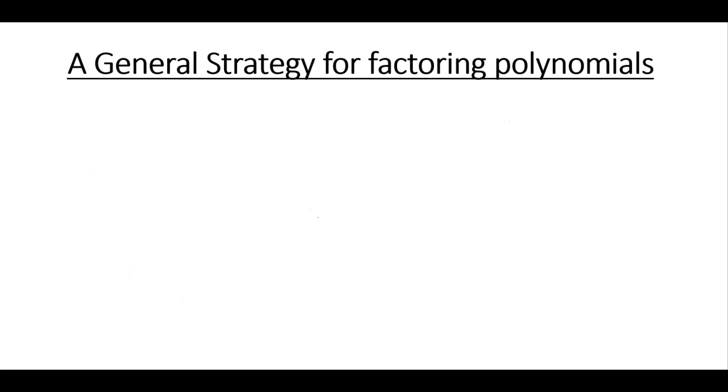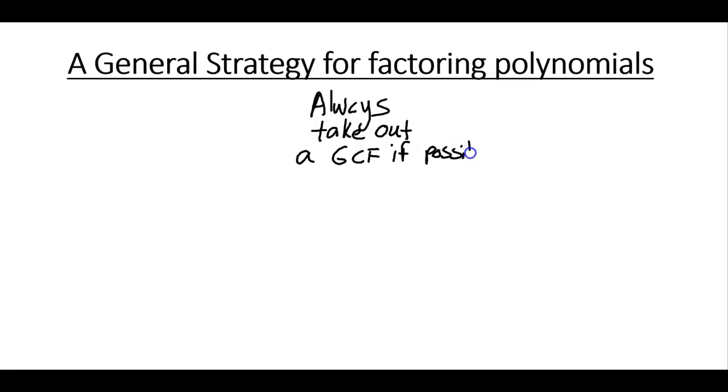All right, so let's talk about a general strategy for factoring. For all polynomials, and you should definitely write this down, always take out a GCF if possible. You always start there. No matter what polynomial I give you, you should always be looking for a GCF, if possible. After that, what method we use depends on how many terms there are.